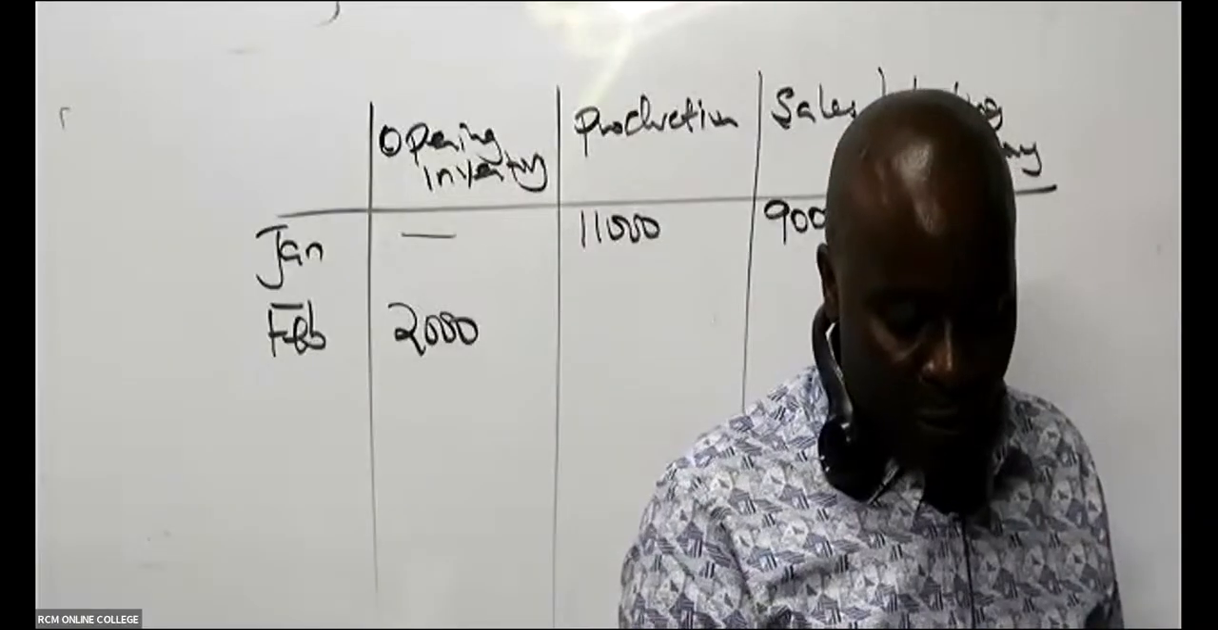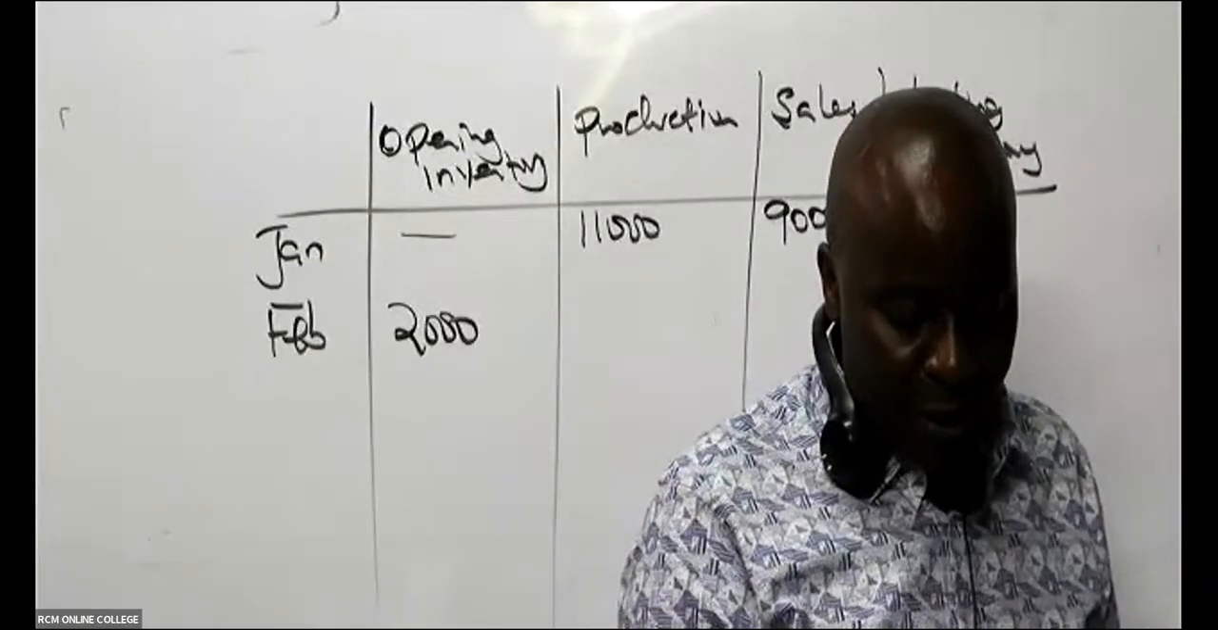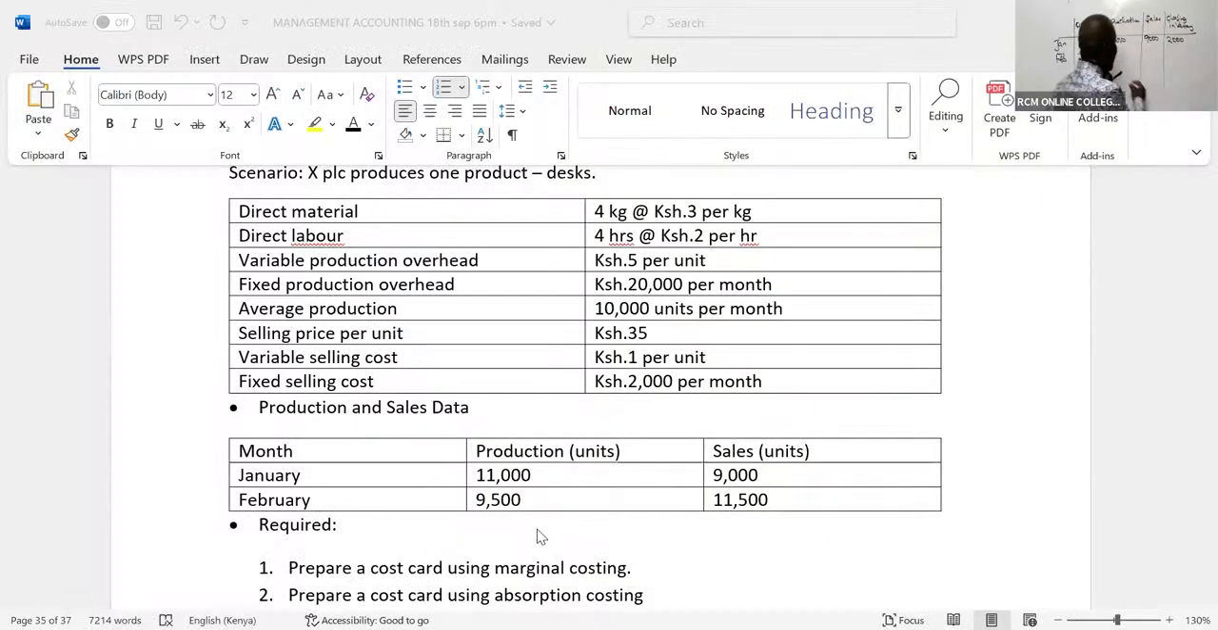Are you able to see how many we produced in February? How many do we produce? 9,500, isn't it? 9,500. Yeah. So in this case here, the quantity that was available for sale will be 11,500. Because getting quantity available for sale, you look at what you started with plus what you produced in the period.